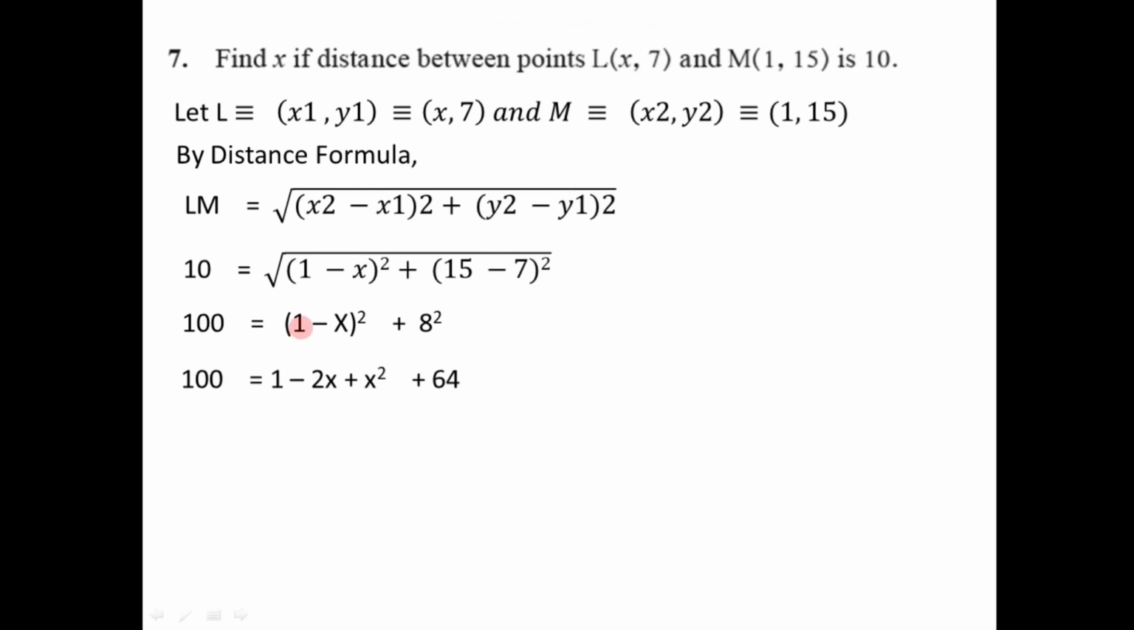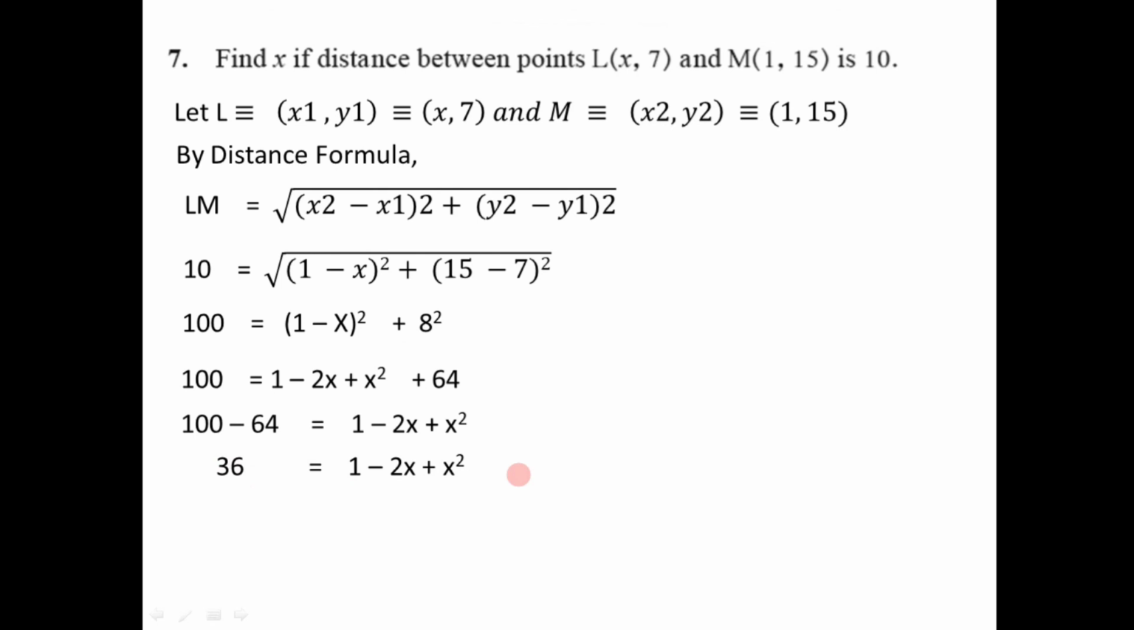This first term square, that is 1 square is 1, minus twice the product of these two, that is 2 into 1 into x, that is minus 2x, plus second term square, and the second term is x, that's x square, plus square of 8 is 64. If we take 64 to the left hand side, we will get 100 minus 64 is equal to, on the right hand side, 1 minus 2x plus x square as it is. So 100 minus 64, that's 36, is equal to 1 minus 2x plus x square.